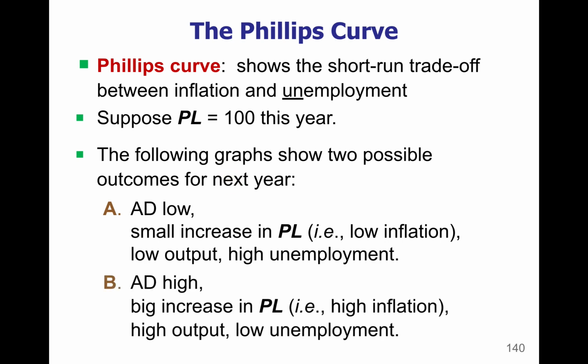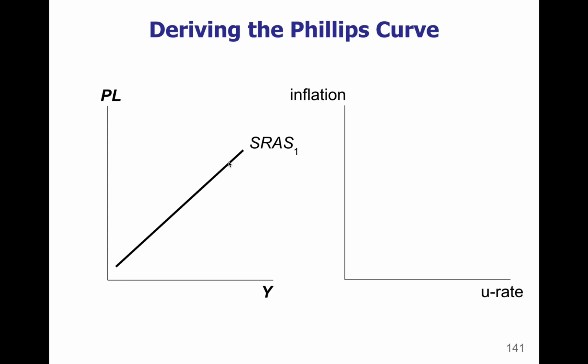If aggregate demand is high, then we see big increases in price level, or we have high inflation. This also leads to more output as real GDP rises. And of course, in order to produce those goods, we employ people. So unemployment is lower. So here's what this looks like.